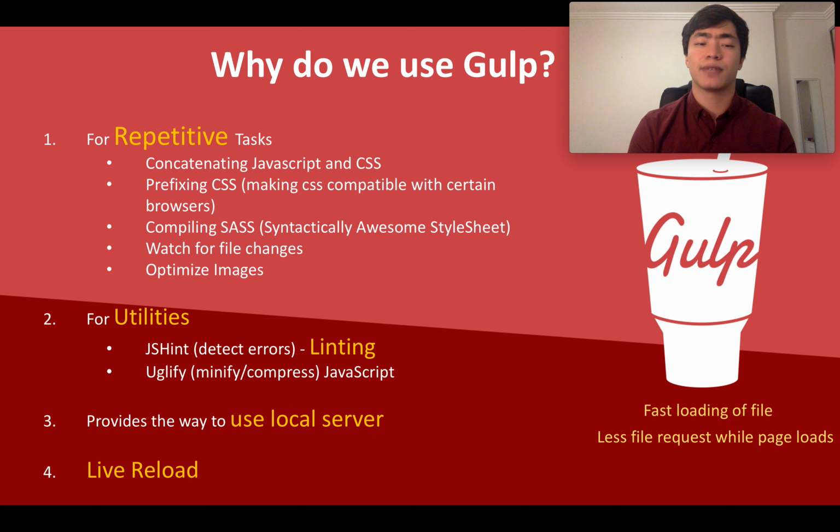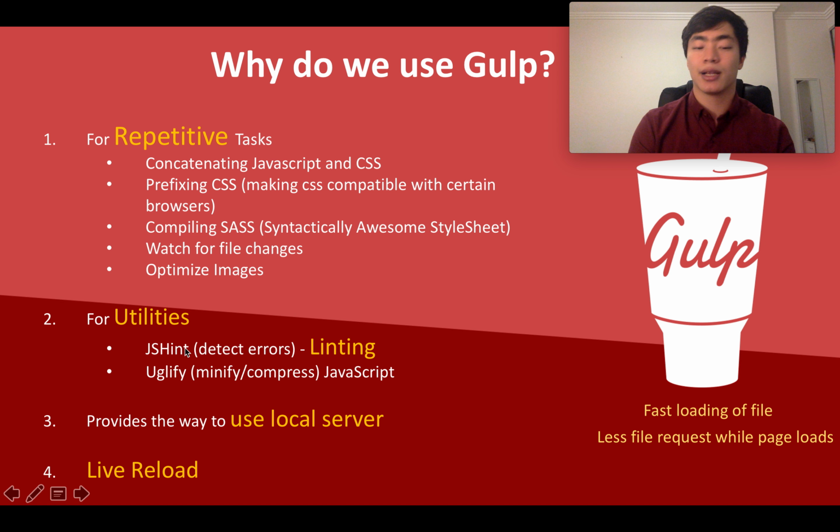Moving on, why do we use Gulp? For repetitive tasks such as concatenating JavaScript and CSS, prefixing CSS, compiling Sass, watching for file changes, and optimizing images. And you can do it automatically, so you don't have to run all the tasks manually all the time. You can just automate it using Gulp. And it's also used for utilities such as JSHint and uglifying.